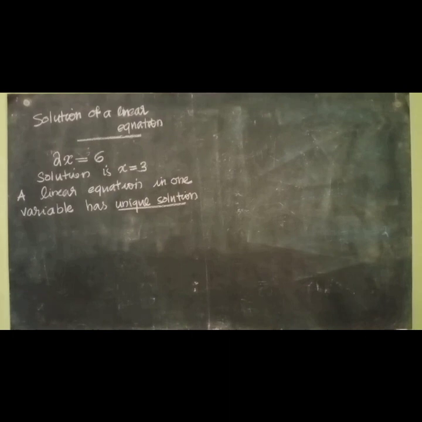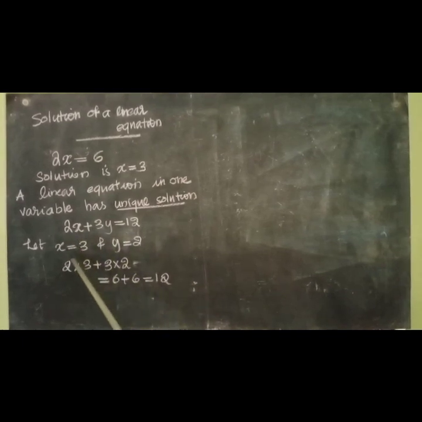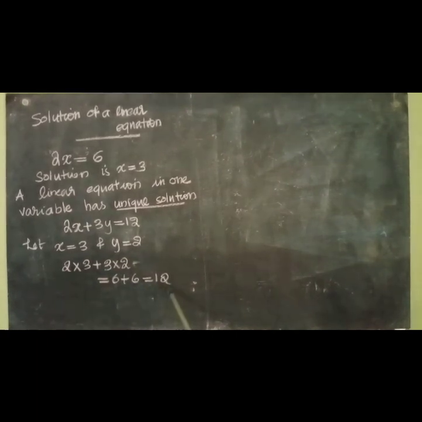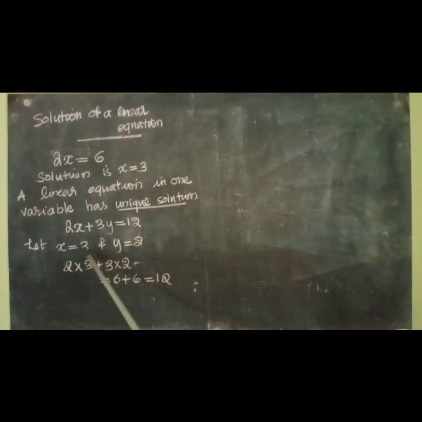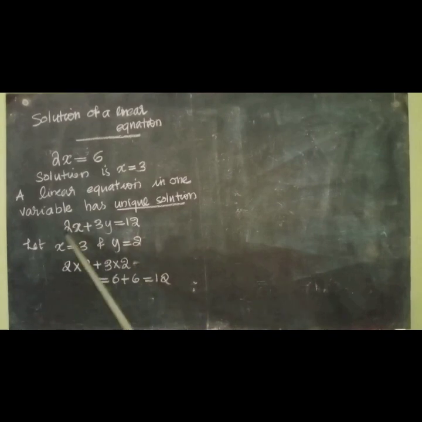How many solutions does a linear equation in two variables have? Consider the example 2x plus 3y equal to 12. What are the values of x and y satisfying this equation? Let us try. Let us give x equal to 3 and y equal to 2 in this equation. We get 2 into 3 plus 3 into 2, that is 6 plus 6 equal to 12. So if we give x equal to 3 and y equal to 2, the equation is true.